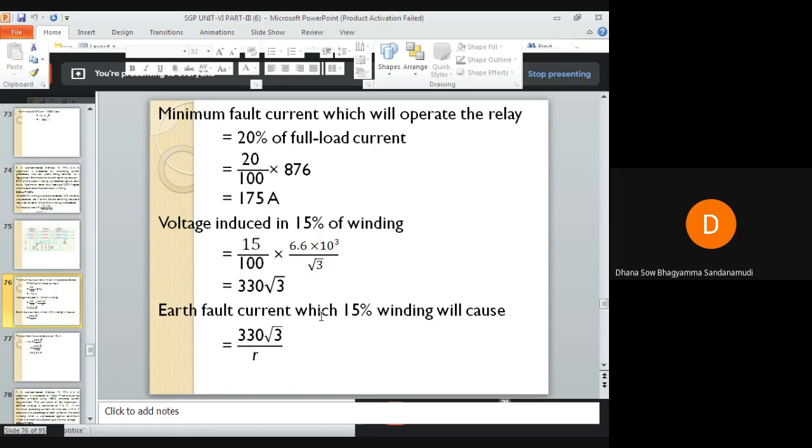And the earth fault current which 15% winding will cause will be equal to the voltage induced divided by R. I is equal to V by R. For the 15% winding which is unprotected, you have already calculated the voltage induced, that is 330 root 3. So that voltage divided by this R will give you the earth fault current which 15% winding will cause. Just write it down.